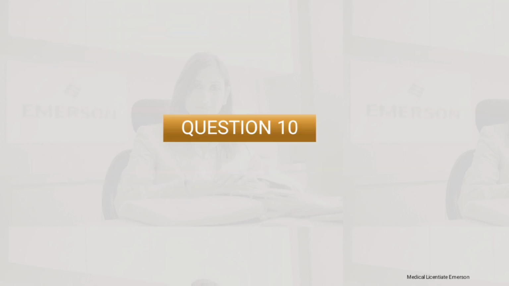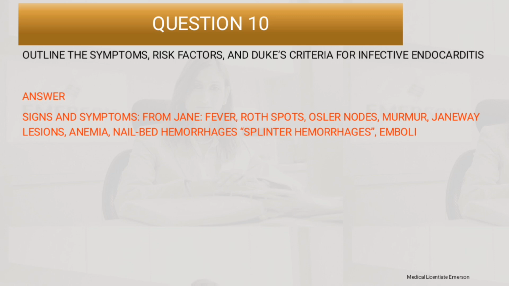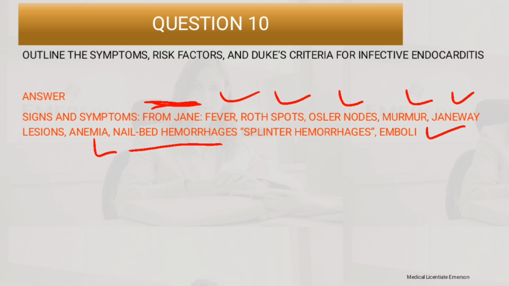Okay, then for the last question, which is question 10, it says outline the symptoms, risk factors, and Duke's criteria for infective endocarditis. So the answer is that for signs and symptoms, we have the mnemonic from Jen. So F is fever, rash spots, Osler nodes, murmur, Janeway lesions, anemia, nail-bed hemorrhages or splinter hemorrhages. Then you can have emboli.